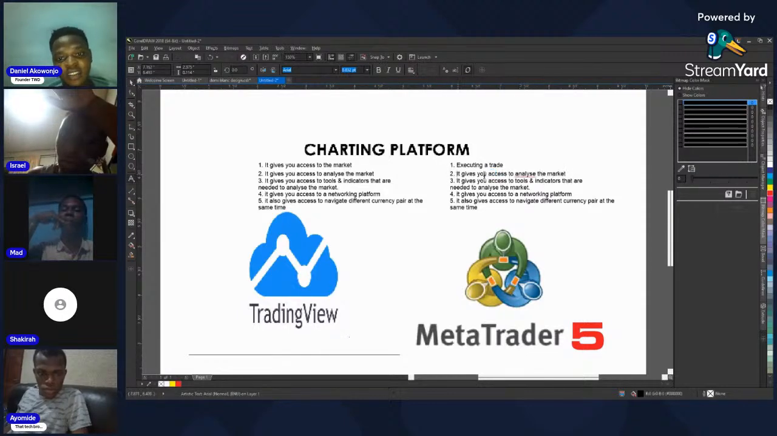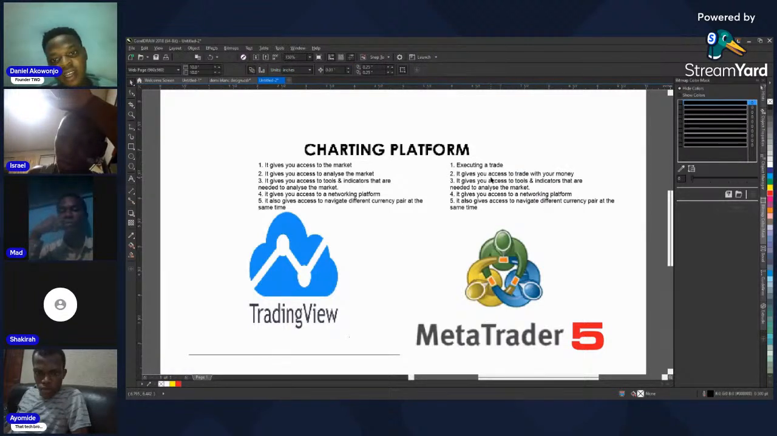Another thing it does is it gives you access to trade with your money. So it gives you access to trade with money with a live account.